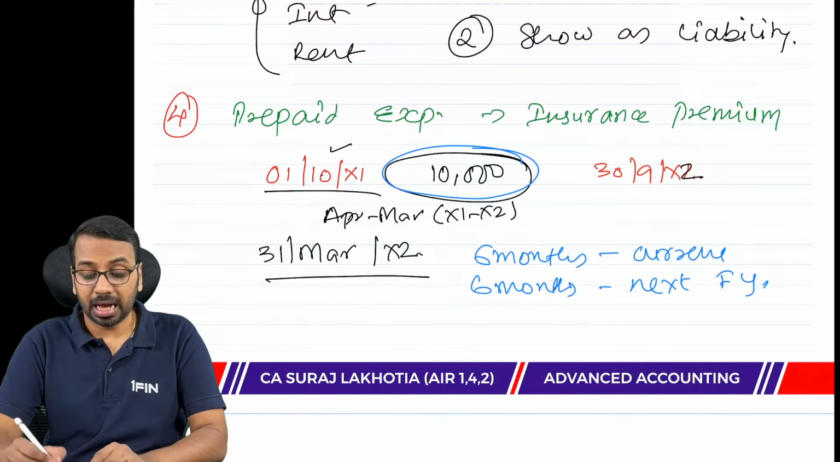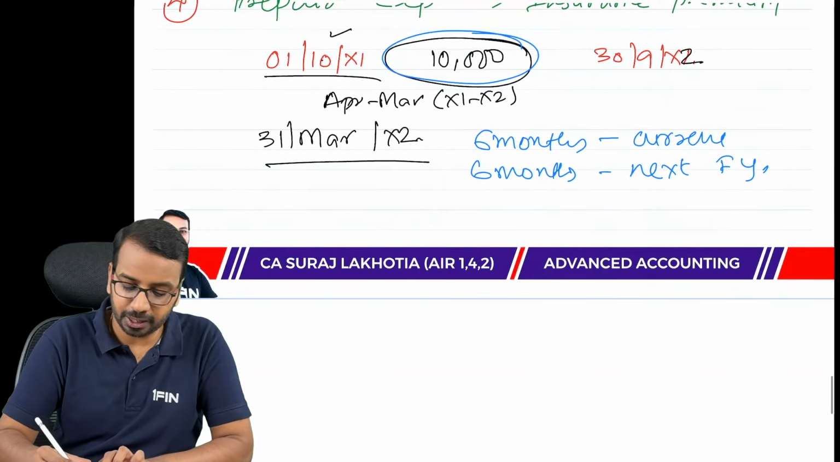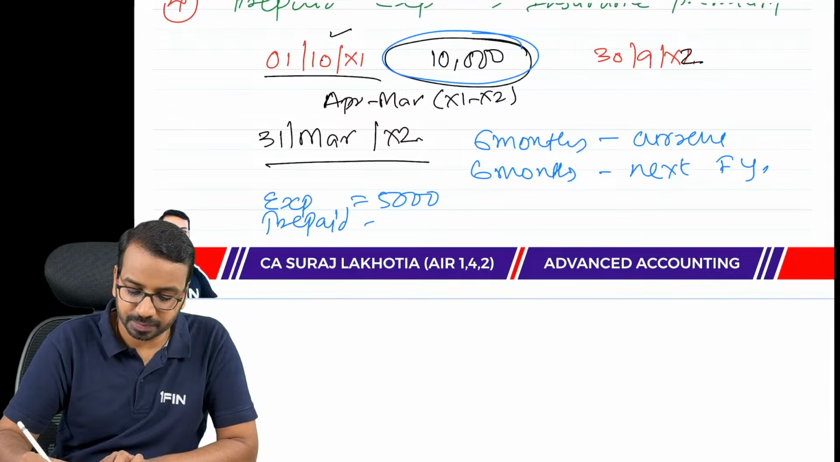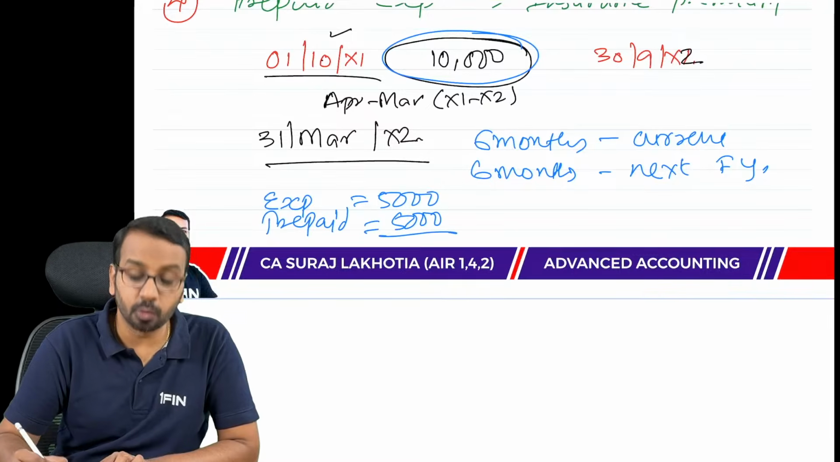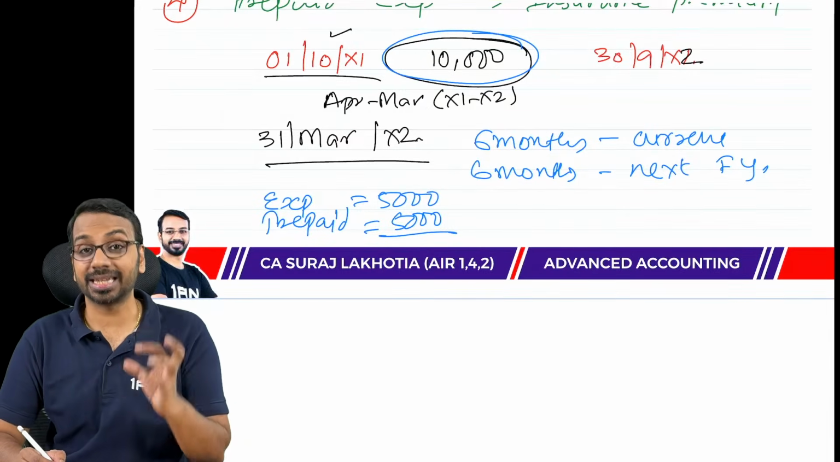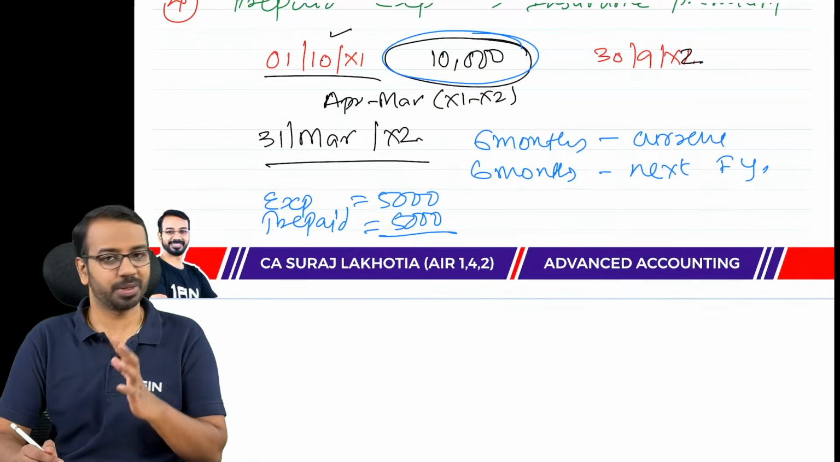So what you need to do, out of this 10,000 you will say expense is equal to 5,000 and prepaid expense is equal to 5,000. Now, where will we show this prepaid expense in the balance sheet? We will show it as an asset in the balance sheet. I hope it is clear.